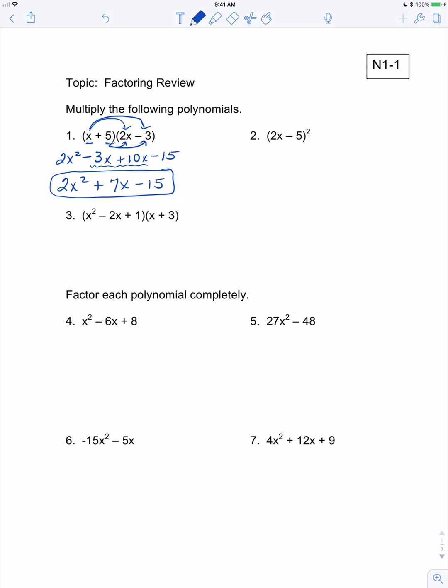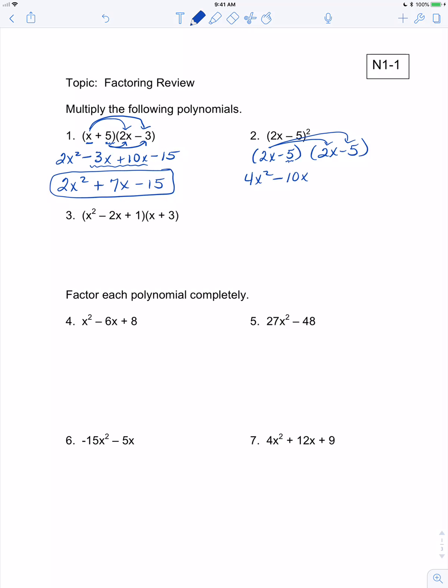So over here on number 2, we have 2x minus 5 squared. Remember, a common mistake there is just to square each term inside there. But remember, that's in parentheses, and that means you're going to write that polynomial twice and then multiply it out. So 2x times 2x gives us 4x squared. 2x times the negative 5 is negative 10x.